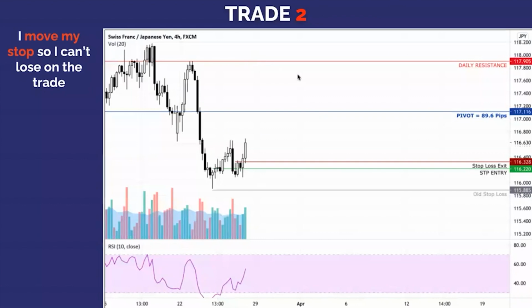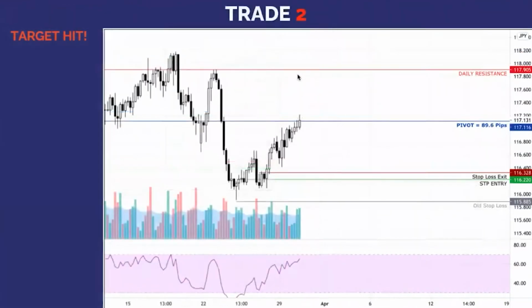Does that make sense? Nice. Oh, and this one worked out. So we stuck to our plan. We didn't get nervous. We managed our trade once we were in it, and we did really well. And we've now earned 89.9 pips. So good trade for me.